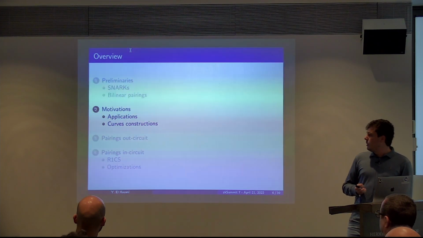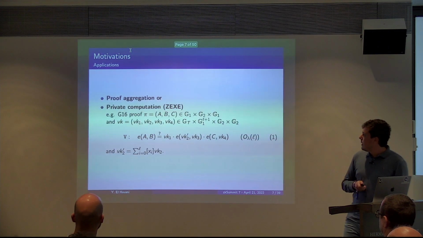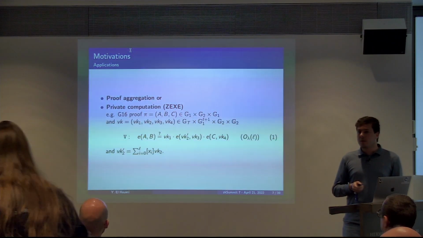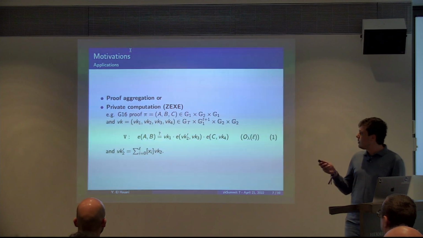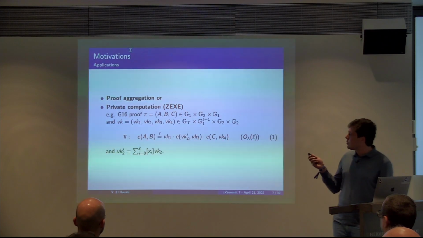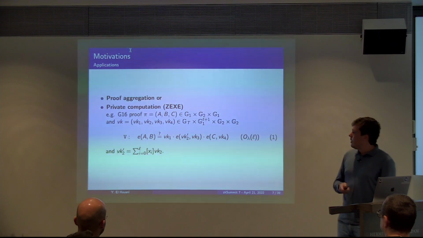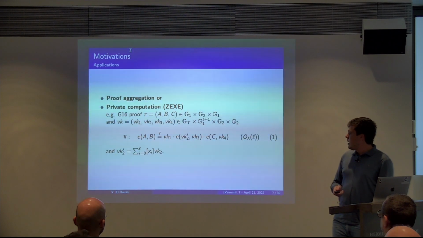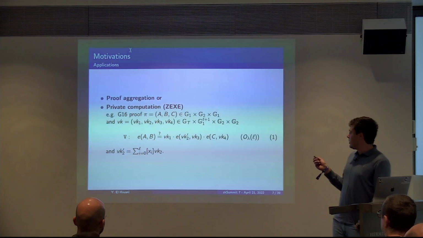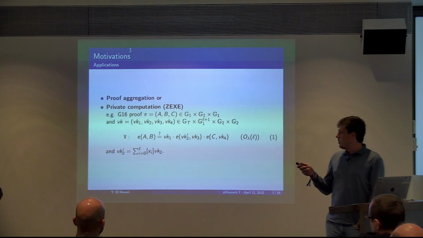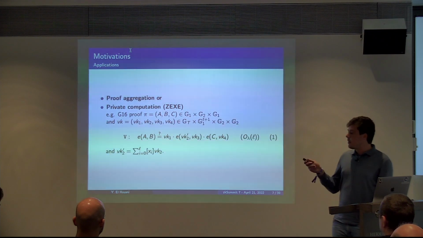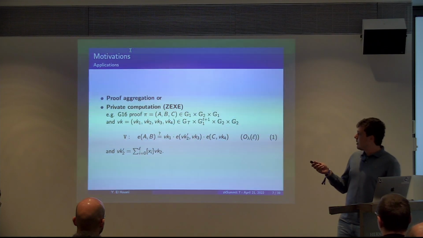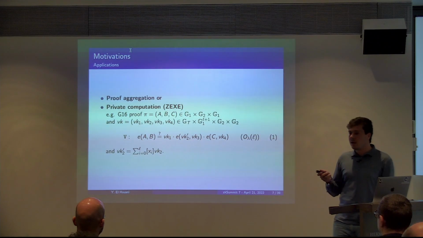Motivation: why we would like to do pairings inside a circuit. For example, if you take Gauss 16 proofs or Planck proofs, the proofs are constant size, a bunch of elements in G1, G2, and the verification is also a bunch of elements in those pairing groups, G1, G2, and GT. And the verification equation is this pairing equation, equation 1. If you manage to verify this pairing equation inside a circuit, then you can aggregate proofs. Another application is private computation à la ZK7.